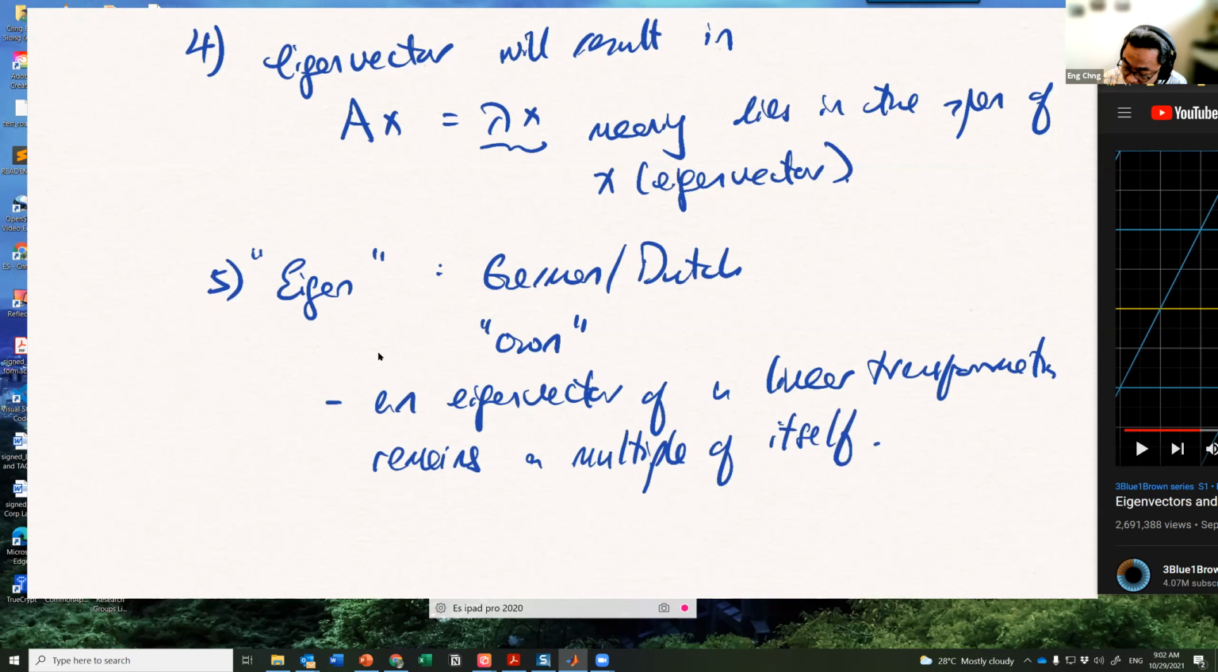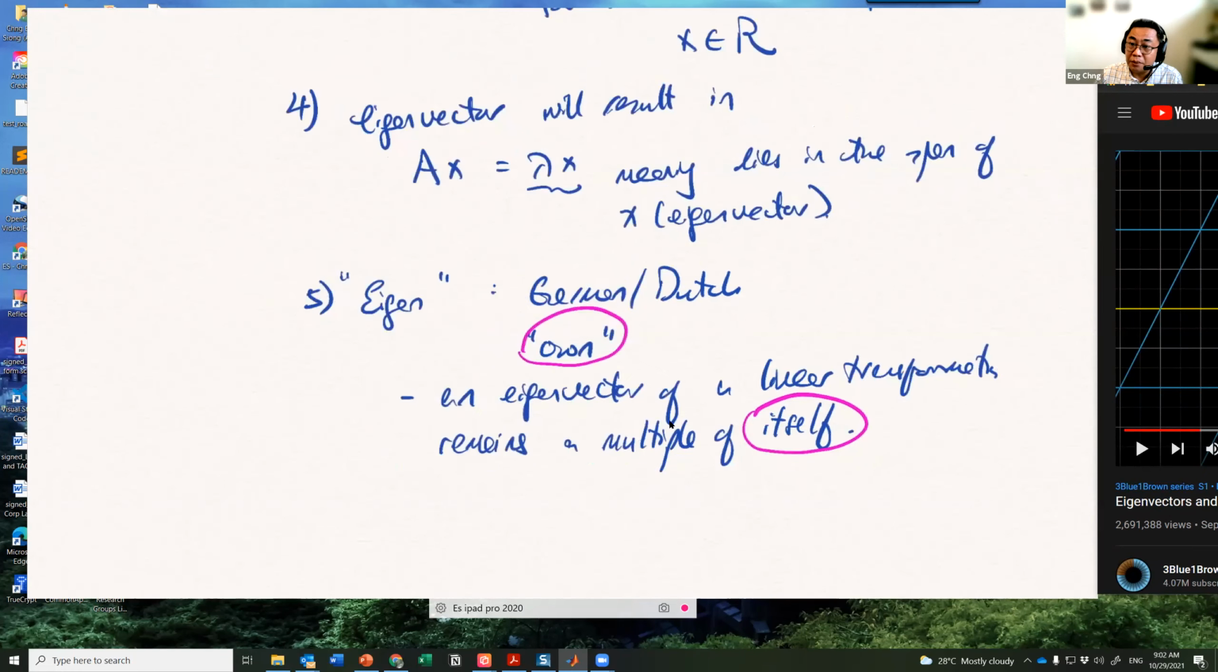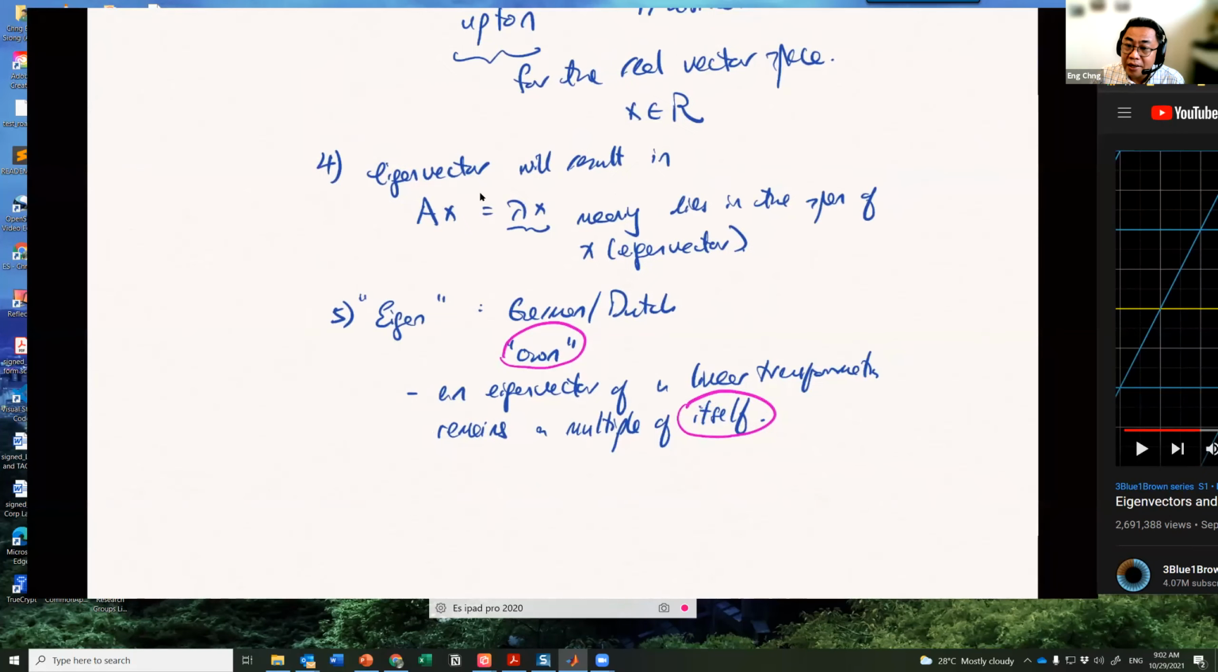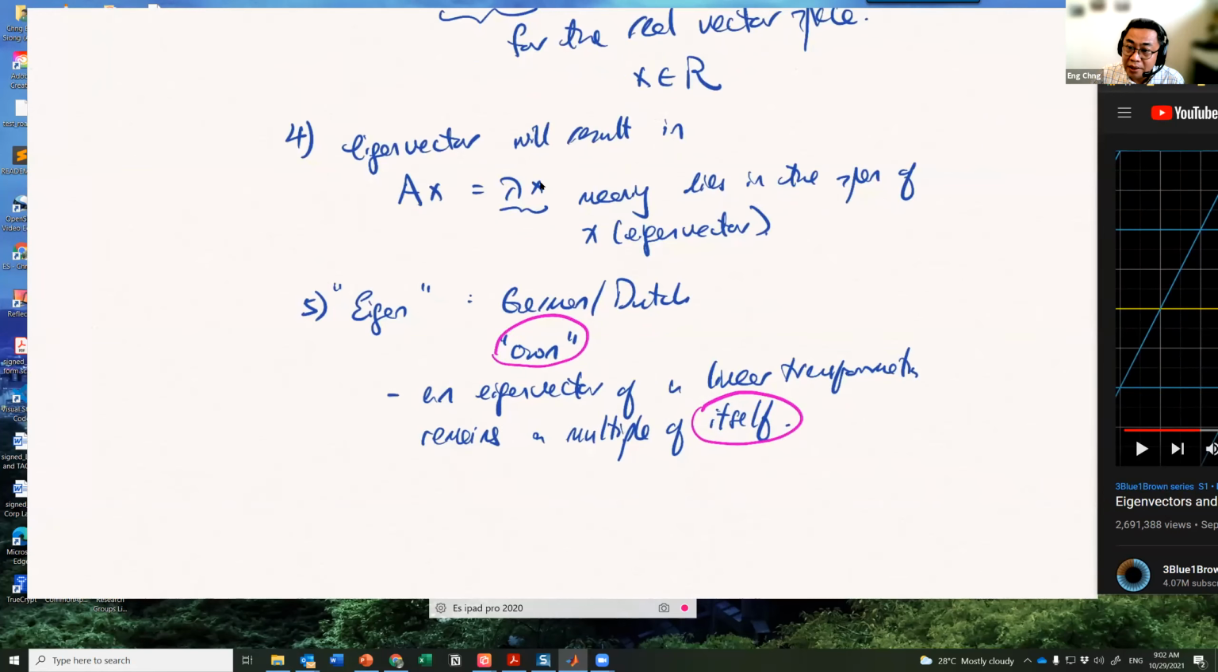So here is the word "on its own." Okay, so I repeat what I say. Number 4 and number 5 are the same. Ax equals lambda x. Lambda x is a multiple of x. It lies in the same span of x. The German word eigen means its own. Own what? It's a multiple of itself. Okay, that's why.